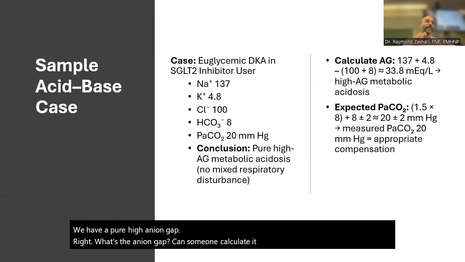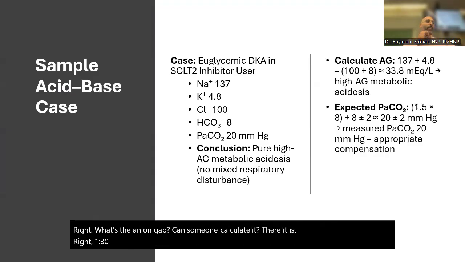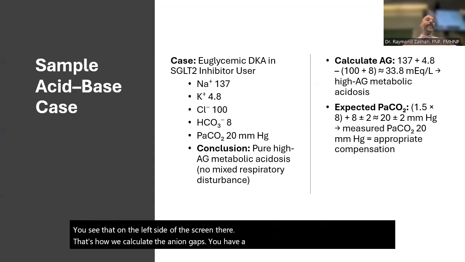There it is, right? 137 plus 4.8 minus 100, and we get 33. You see that on the left side of the screen there? That's how we calculate the anion gap. So you have a high anion gap metabolic acidosis.